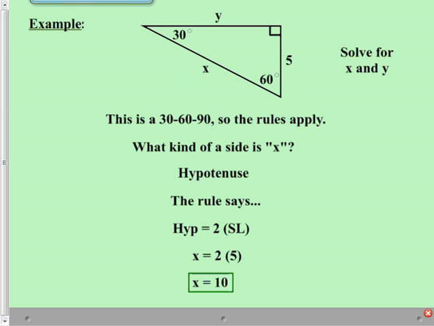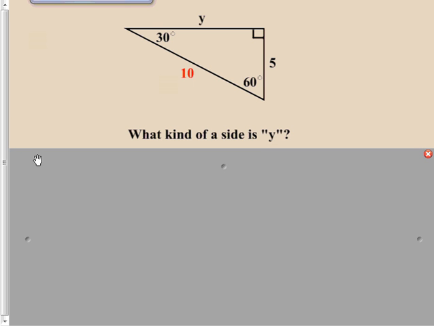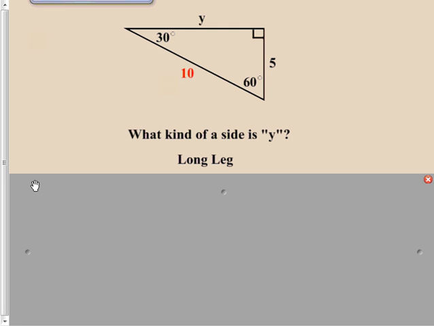So we also need to find the other missing side, the y. What kind of a side is y? Well, it should be pretty much a giveaway at this point. We've talked about hypotenuse and short leg. The one we have not talked about is the long leg. It is the long leg. The long leg is always across from the 60-degree angle. So we know for a fact it is the long leg.